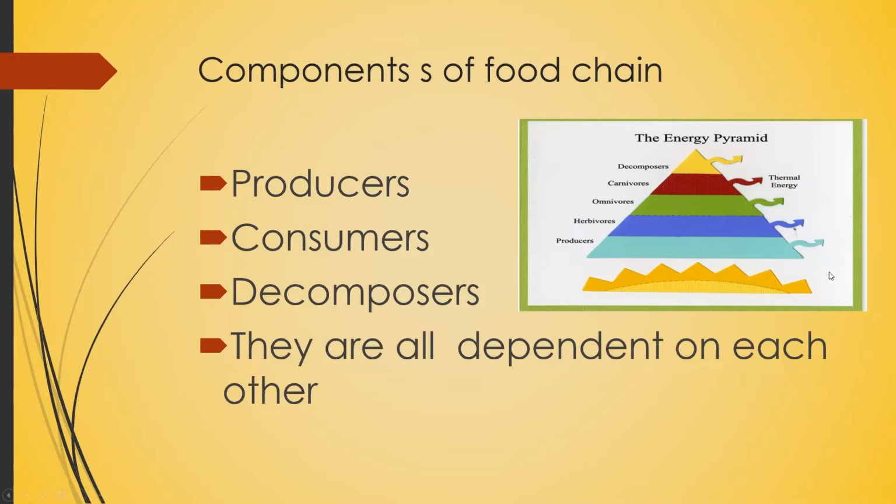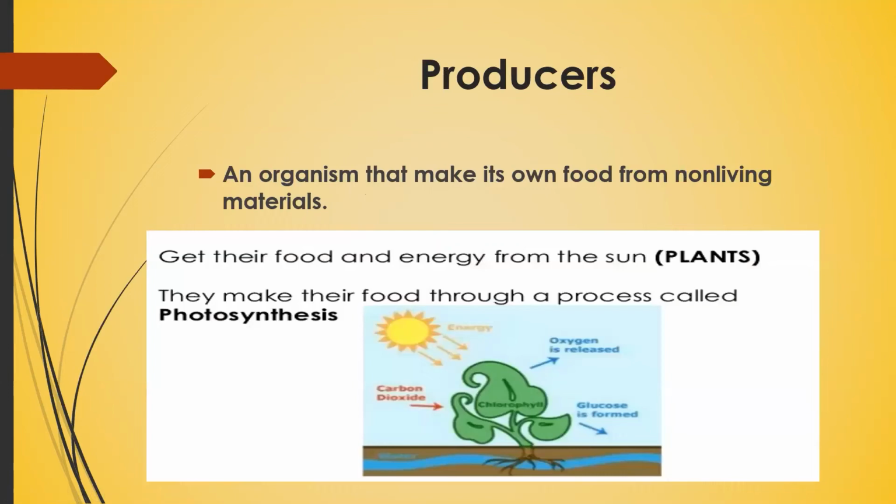In this diagram, you can see the energy pyramid is shown. At the base of this are the producers, then herbivores, omnivores, carnivores. These 3 are the consumers, and then at last there are decomposers. First of all, we will study the producers.